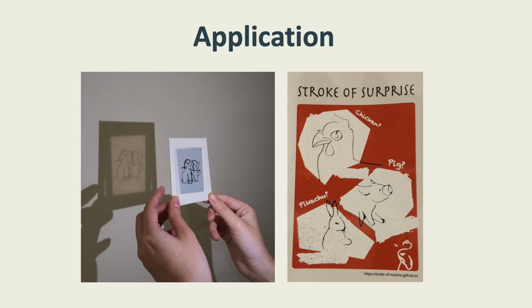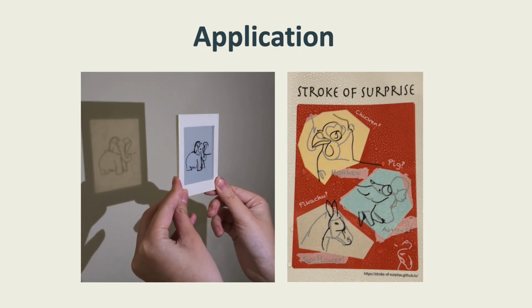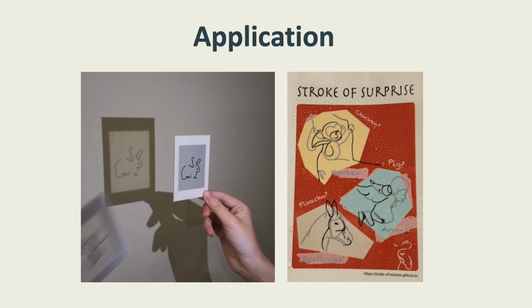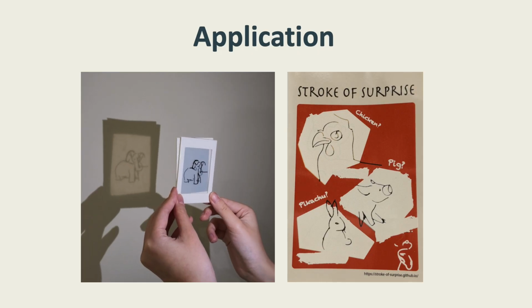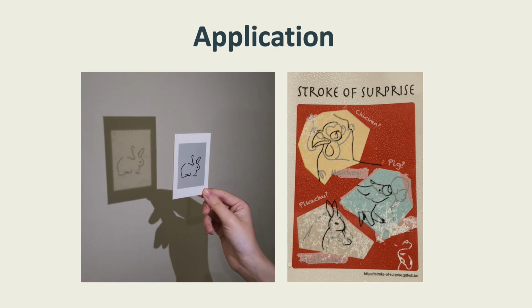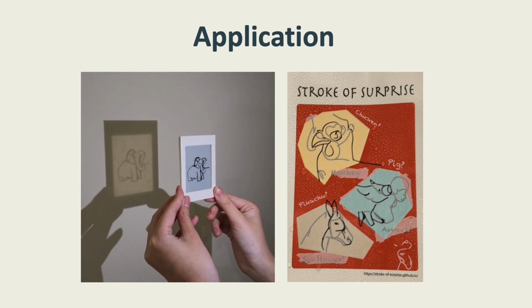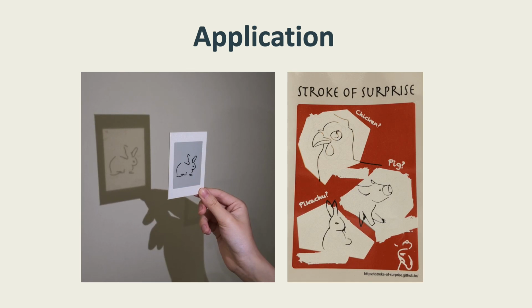As for applications, our results don't have to stay on the screen. On the left, we have a transparent card. It first looks like a rabbit, but when we slide another card on top, it becomes an elephant. On the right is a water-sensitive card, which shows you one thing when dry and something else once you spread water on it.